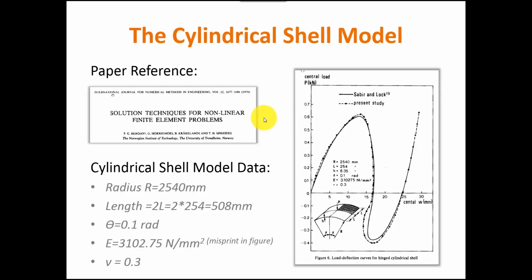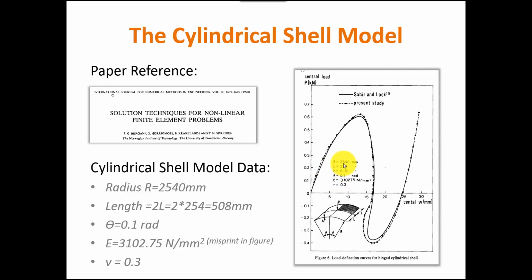The paper where the benchmark is published is called Solution Techniques for Nonlinear Finite Element Problems. And as you can see on the image here, the model is quite simple. It's a cylindrical shell with radius 2,540 millimeters. The length is equal to 2 times L on this figure, which is 508 millimeters. And the angle is 2 theta, which is a total of 0.2 radians. And the E modulus is 3102.75 megapascal. It's actually wrong in this figure. And the Poisson ratio is 0.3.